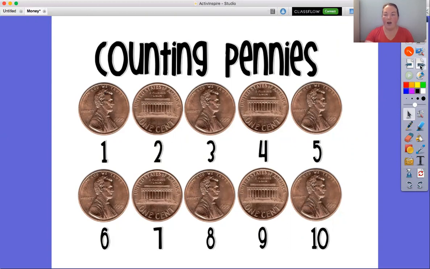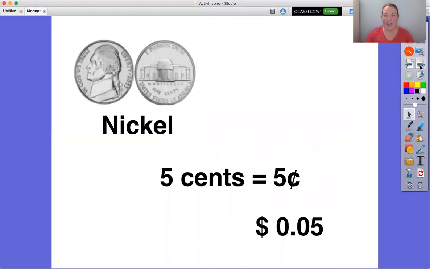Okay? All right, next we have the nickel. And on the front, the nickel's going to look like this. And on the back, it's going to look like this. The nickel is a silver color and it's a little bit bigger than the penny, okay? The nickel is worth 5 cents. If we write it in dollar form, it's going to look like this. So just after the decimal, we see just 5 cents is a nickel.